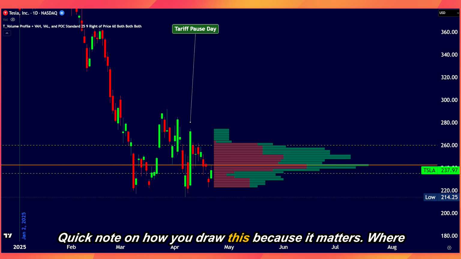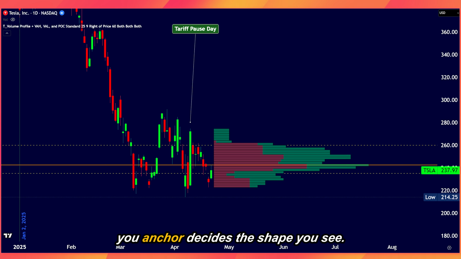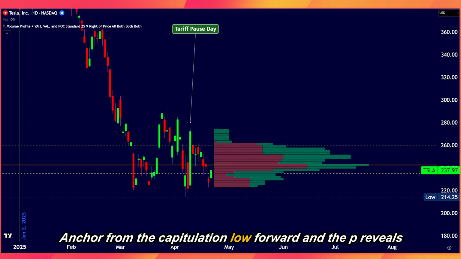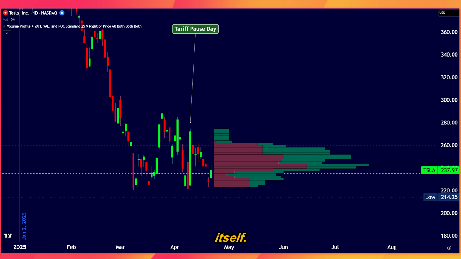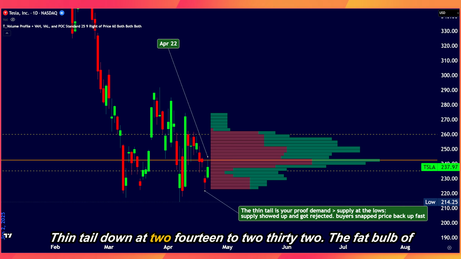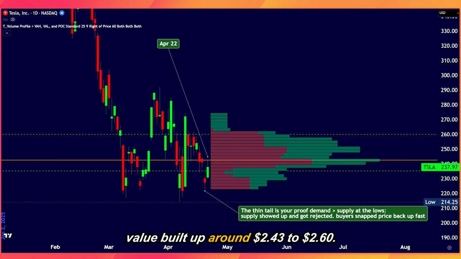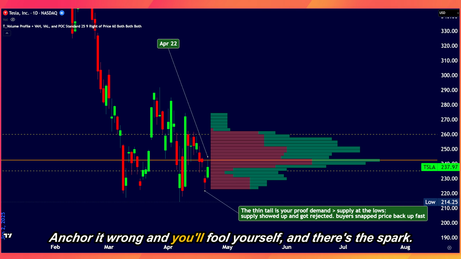Quick note on how you draw this because it matters. Where you anchor decides the shape you see. Anchor from the capitulation low forward and the P reveals itself. Thin tail down at 214 to 232. The fat bulb of value built up around 243 to 260. Point of control settling near 243. Anchor it wrong and you'll fool yourself.